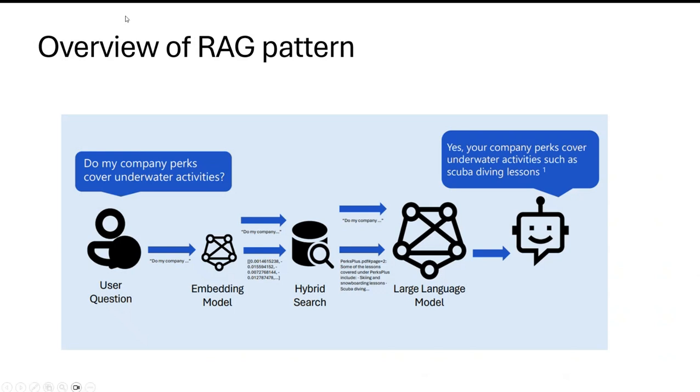So this is a typical overview of the RAG pattern. A user sends a question. The question is converted into vectors using the embedding model Ada 002 in OpenAI. Once it is converted, you perform a hybrid search on your vectorized data, including semantic search, get whatever results come back, and send them to the LLM. The LLM summarizes it in a human readable form.